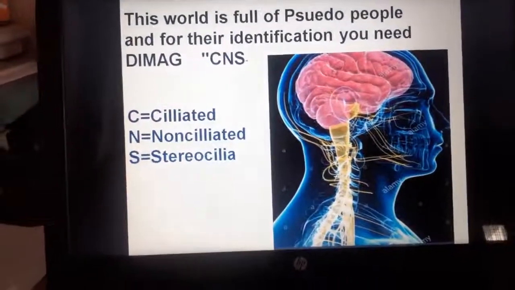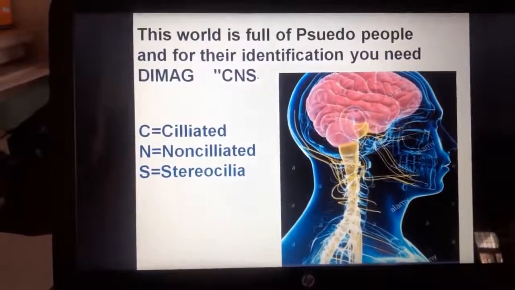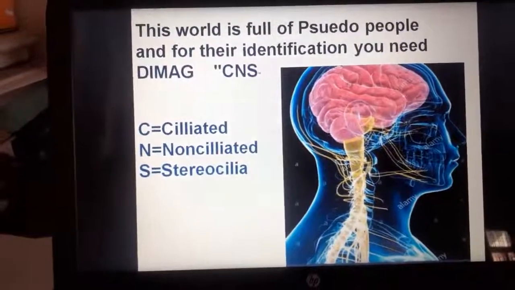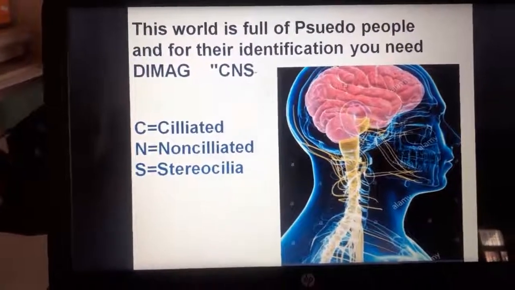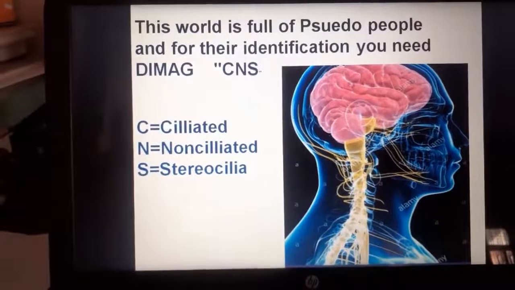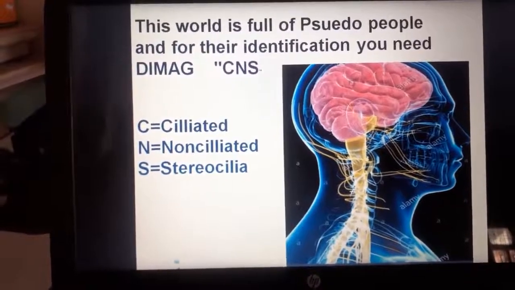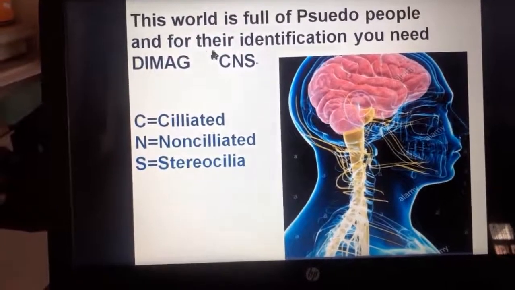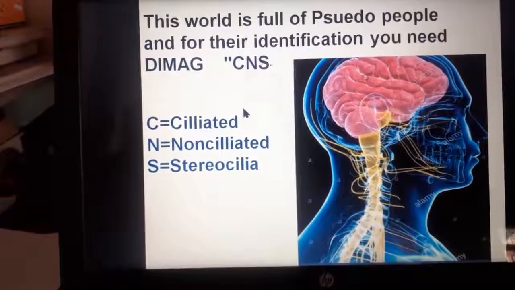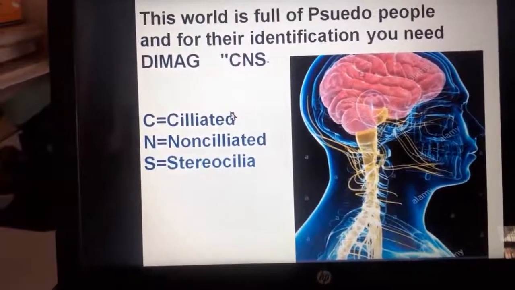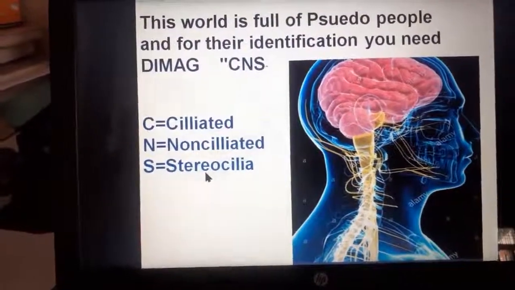And the example depends upon the type of pseudo-stratified columnar epithelium. It depends upon three things, that is the CNS. This world is full of pseudo people, false people, and for their identification you should have the brain, that is CNS, and the types of pseudo-stratified columnar epithelium are ciliated, non-ciliated, and stereocilia.